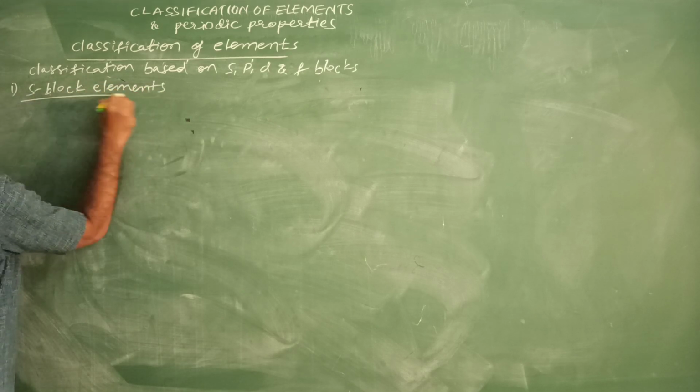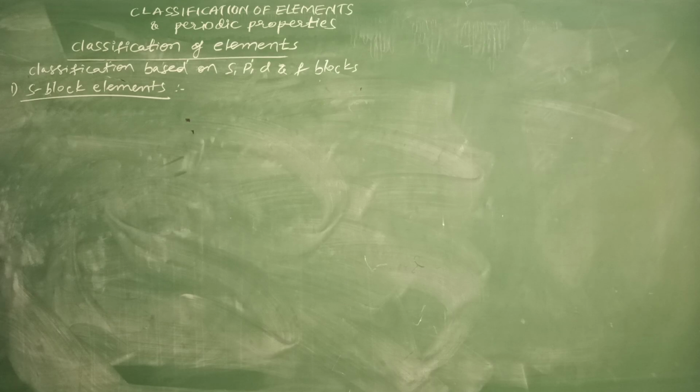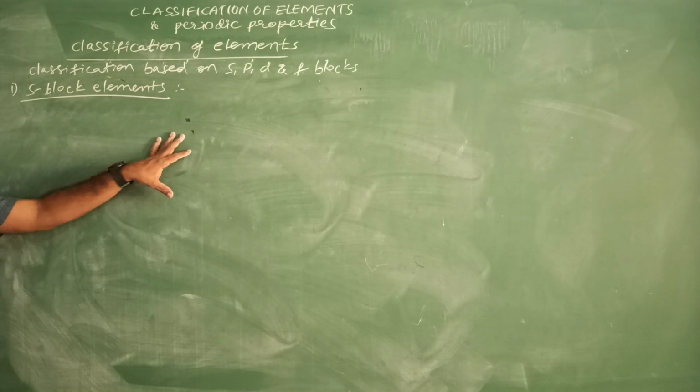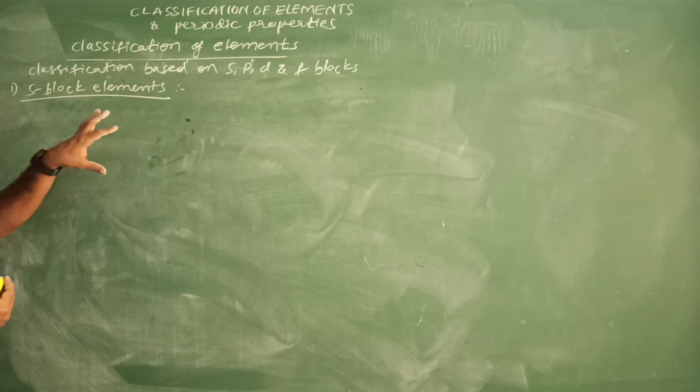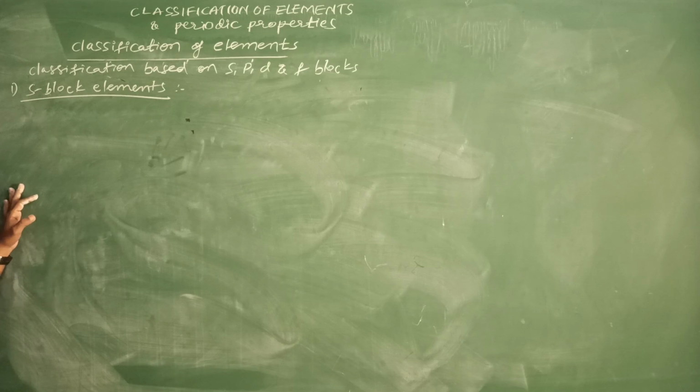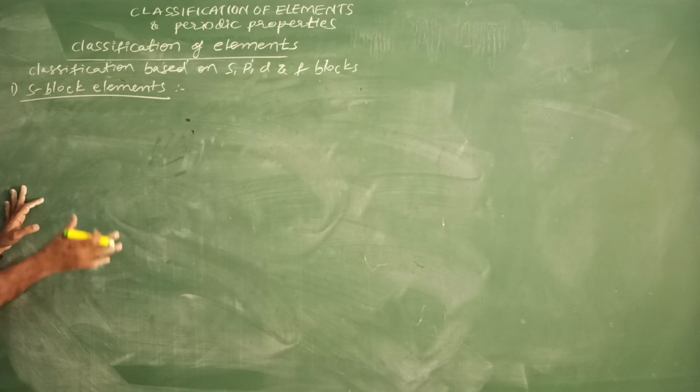S block elements. How can we classify the S block elements? Simply, the differentiating electron enters into the S subshell of the outermost orbit. That means the differentiating electron, the newly entered electron, or the last electron which is entered in the S subshell of the outermost shell. That is called S block elements.